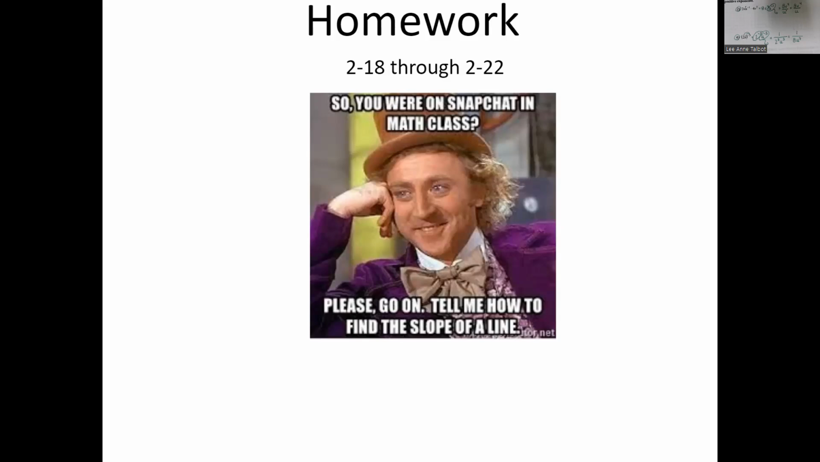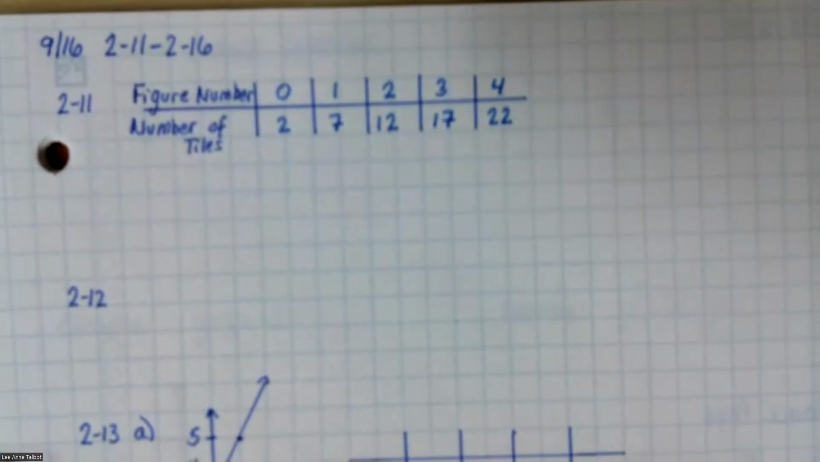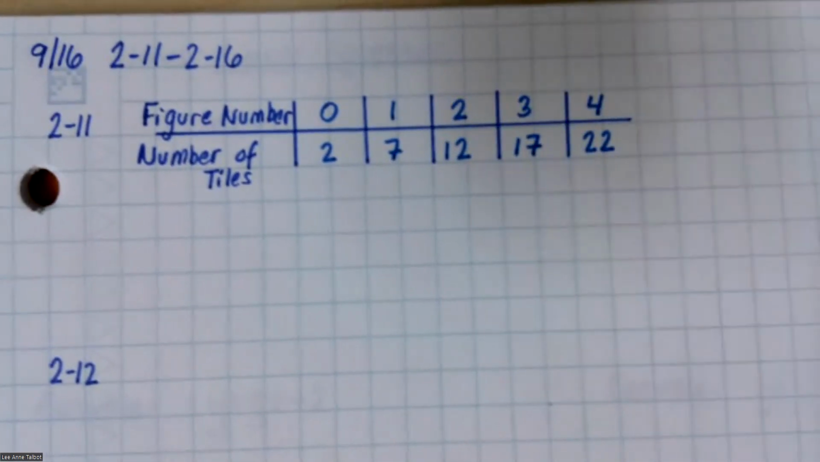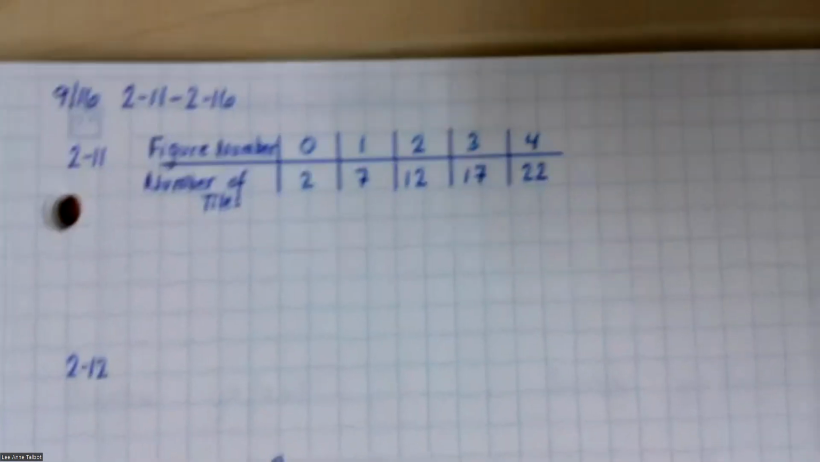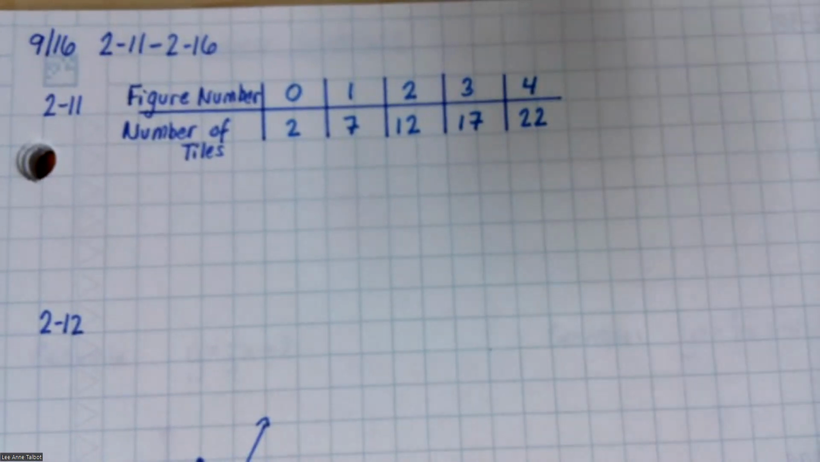And there's Willy Wonka, and he said, so you were on Snapchat in math class? Please go on, tell me how to find the slope of a line. Guess what we're working on today? Math. Slope of a line. It is math, technically. Whenever I ask my son what he wants to have for dinner this week, he says food. Oh, so that same sort of answer. Yeah. Smart Alec since 2001, that one.